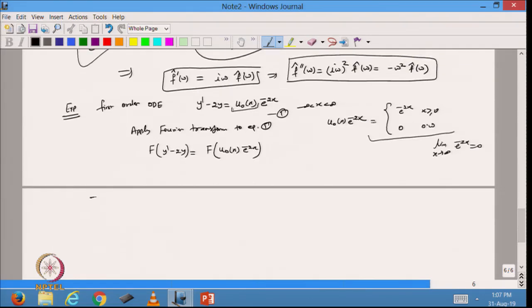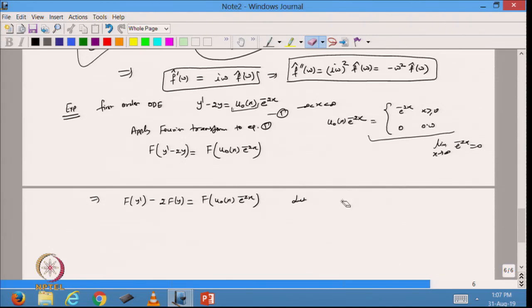So, from here, now I know that the Fourier transform is linear and it satisfies the linear property. So, from here I can write the Fourier transform of y dash minus 2 times the Fourier transform of y is equal to the Fourier transform of u naught x e raised to power minus 2x.